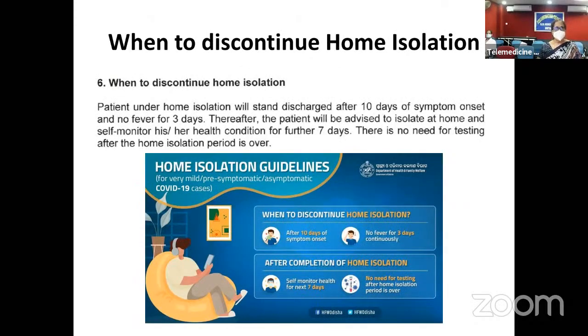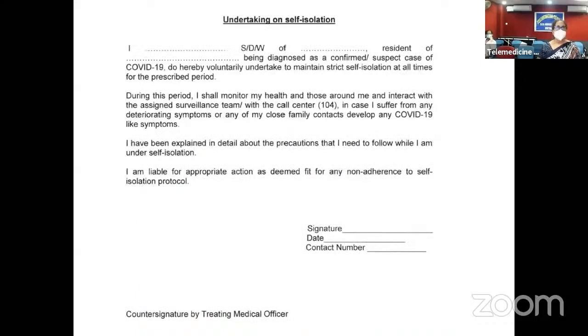When to discontinue the home isolation? Number 1, after 10 days of symptom onset, with no fever for 3 days continuously. After completion of the home isolation, self-monitor your health for the next 7 days. No need for testing after the home isolation period is over.